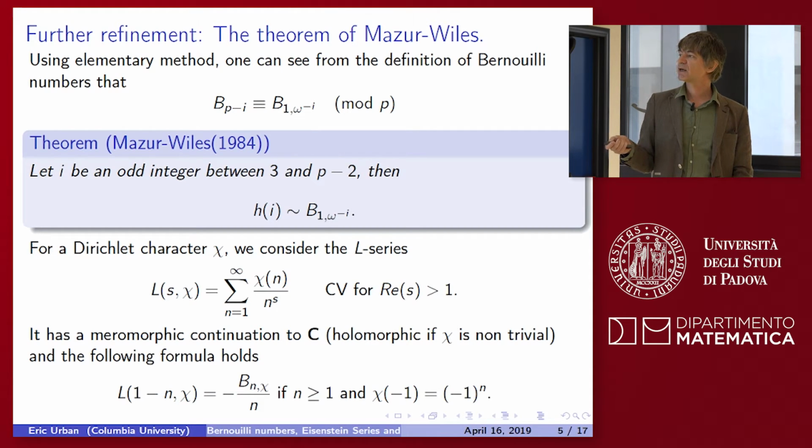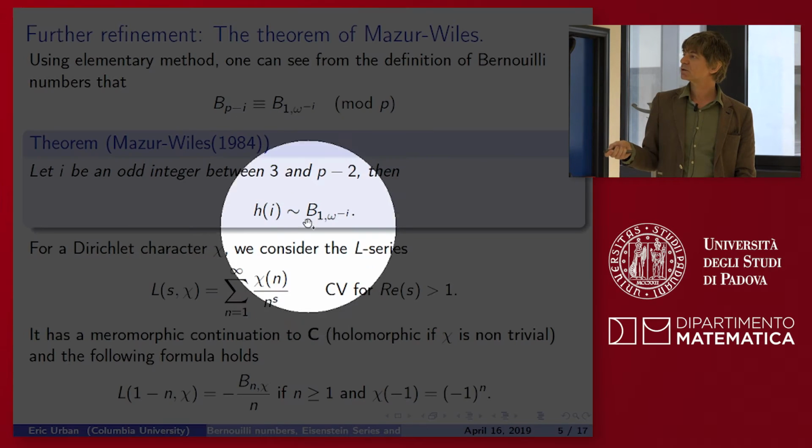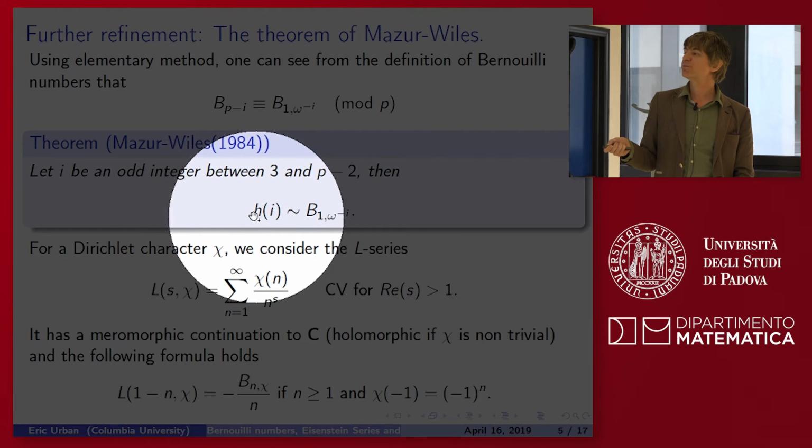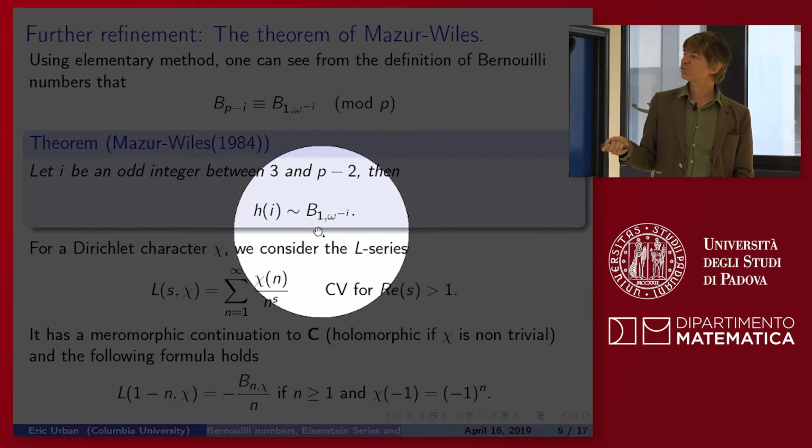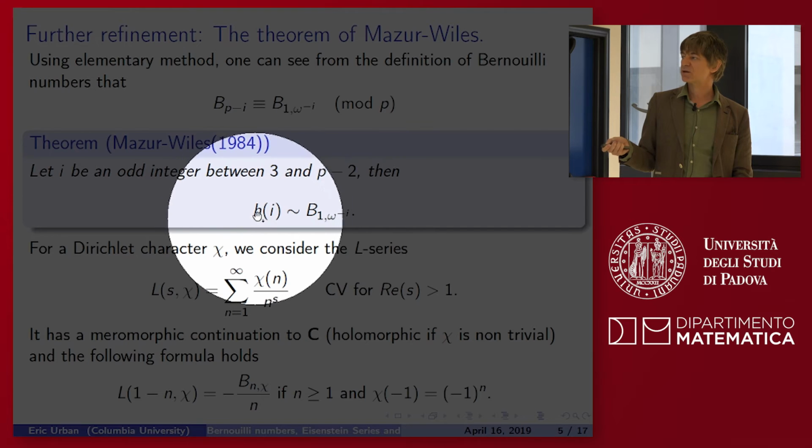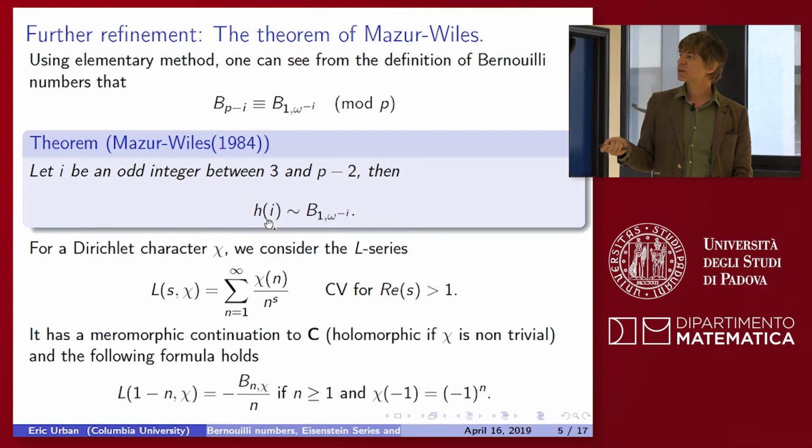And so Mazur-Wiles actually proved something much more precise. It showed that if i is between 3 and p minus 2, then h_i, which is the cardinality of C_i, this is a power of p, has the same p-adic valuation as this Bernoulli number here. So that means that the maximal power of p dividing b_{1,ω^{-i}} is the same as h_i. So therefore, this b_{1,ω^{-i}} gives you the exact size of h_i.